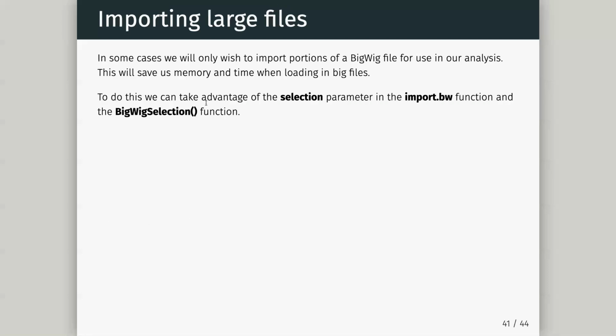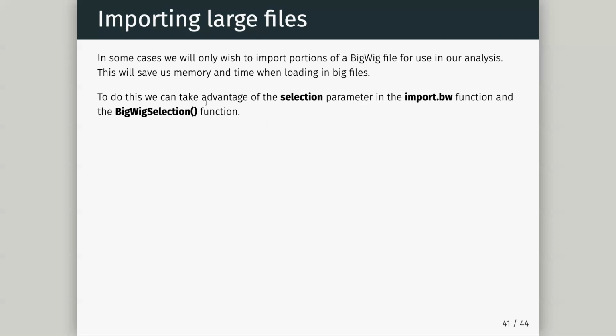In some cases, we will only wish to import portions of a bigWig file. So in reality, if you're working on your bigWig on your laptop, there's no reason to read in the whole bigWig. You've got all that information, which maybe you're not interested in. So if you really are working in peaks, perhaps you're just interested in looking at the peak regions. Okay. So this is a really useful trick, which will save us memory and time.